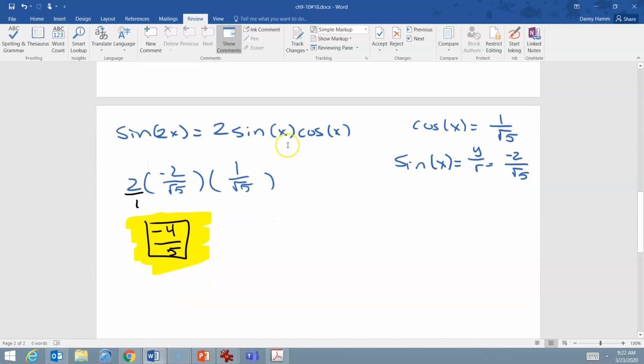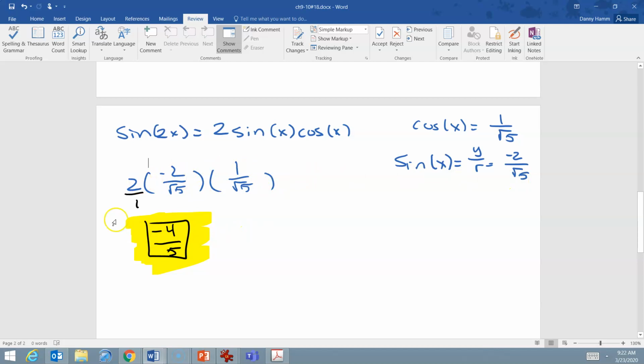We're using this identity. We already know that our cosine is 1 over square root of 5, which we can plug in here. And we know that sine of x is equal to y over our radius, and we were given that our y was negative 2, and we found our radius of square root of 5. Plug that into the identity.